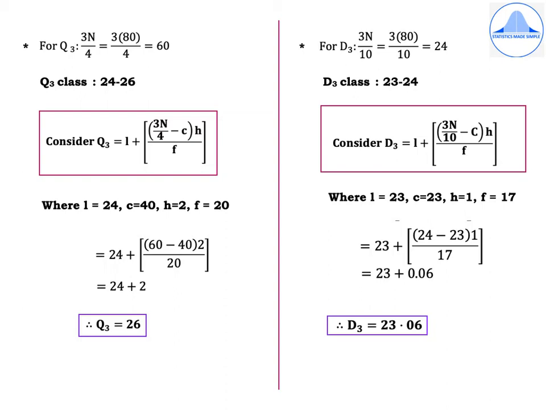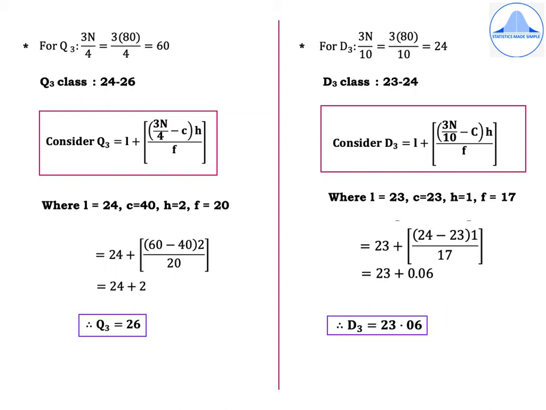Third subdivision, for D3, we need to find out 3n by 10, which is 3 into 80 by 10 equal to 24. The D3 class is 23 to 24. How do we get D3 class as 23 to 24? In the CF column, find the value that is greater than or equal to 24 and the value is 40. So the corresponding class interval is 23 to 24.